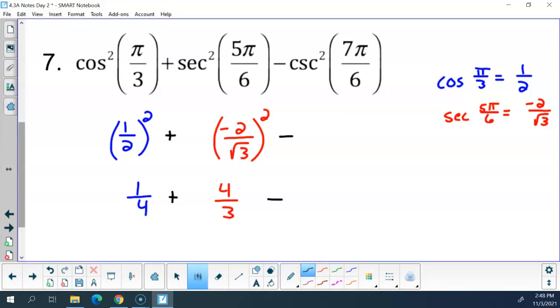Cosecant at 7 pi over 6 would be what? 2 over -1, or just -2.